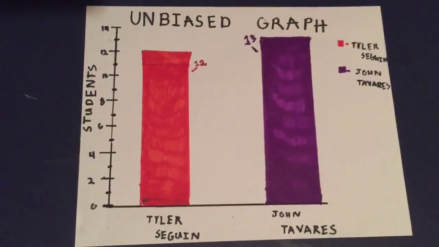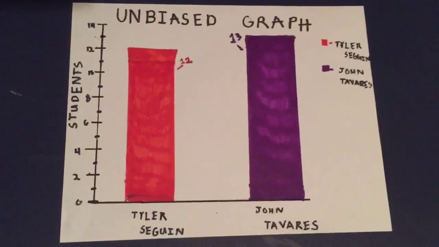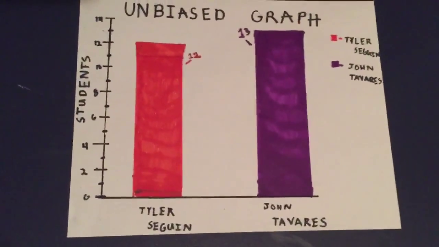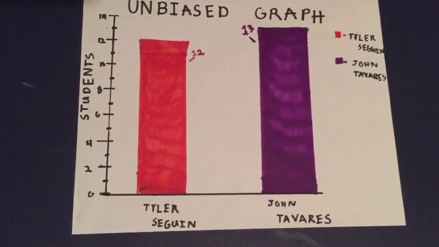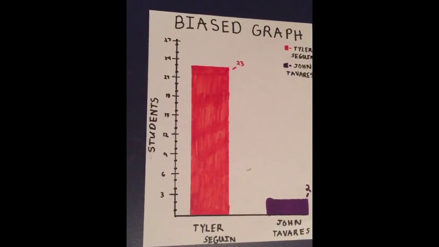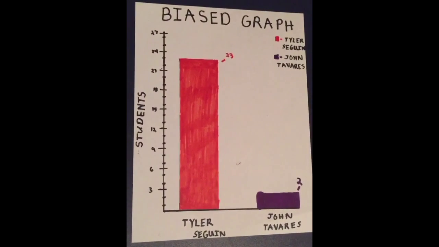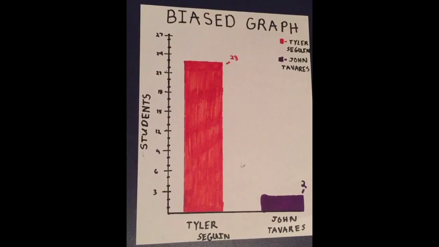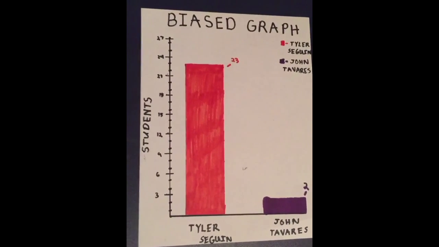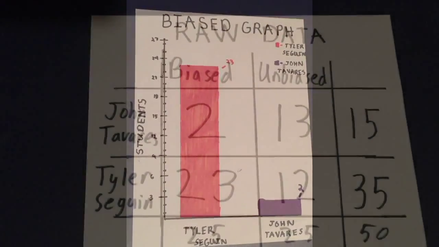As you can see by this graph, when asked the unbiased question, 12 students answered that Tyler Seguin was the better player, while 13 answered that John Tavares is the better player. When students were asked the biased question favoring Tyler Seguin, 23 answered that Tyler Seguin was the better overall player, while only 2 answered that John Tavares was the better overall player.